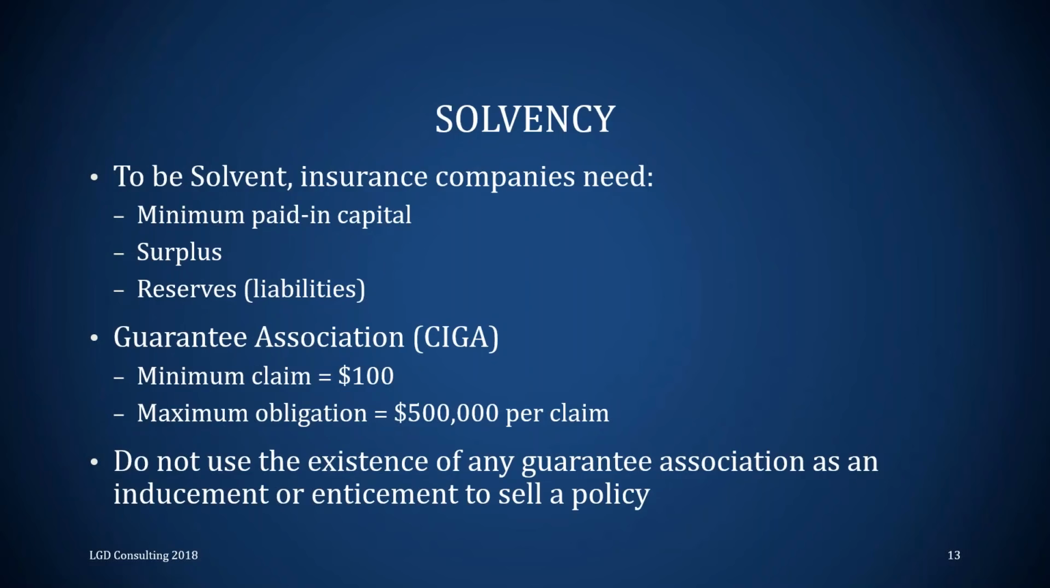Solvency. Well, you want to work for a good, solid company. In order to be solvent, they have to have minimum paid-in capital, have surplus requirements, and also set up reserves. Now, reserves are liabilities. A lot of people think reserves are assets of an insurance company, but they're actually liabilities. It's money that's set aside to cover our current and future expected losses. Right? So based on the law of large numbers, we have to set enough money aside to cover our current and future claims. That's what reserves are.